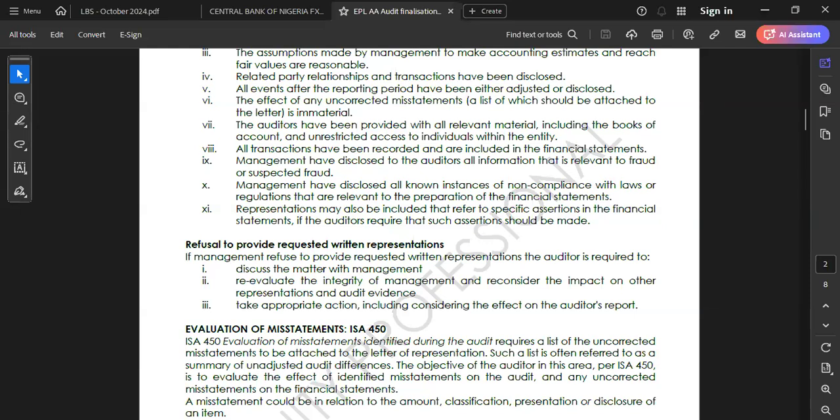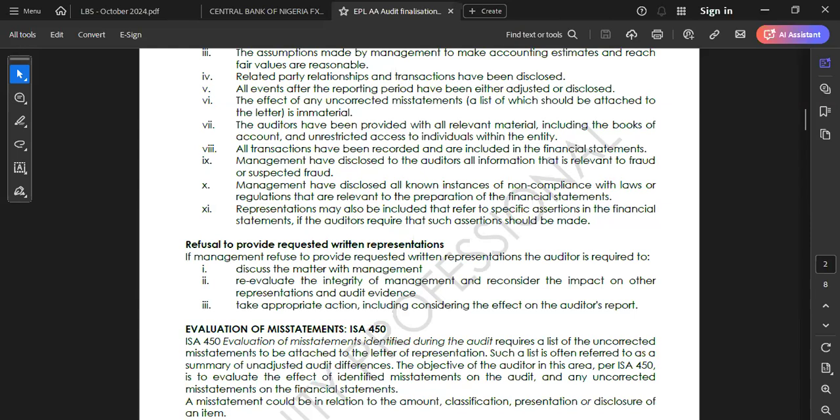First, the auditor needs to discuss it with management. If they refuse further, the auditor needs to reevaluate their integrity. Then he needs to look at the impact on the audit evidence. He also needs to consider the effect on the audit report. And lastly, he might need to withdraw from the audit. So these are all about routine representations.